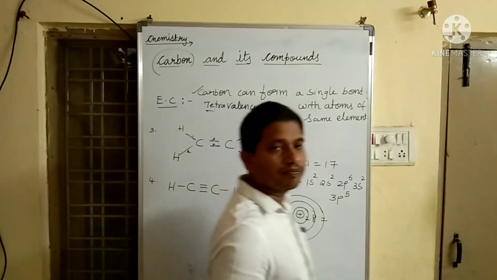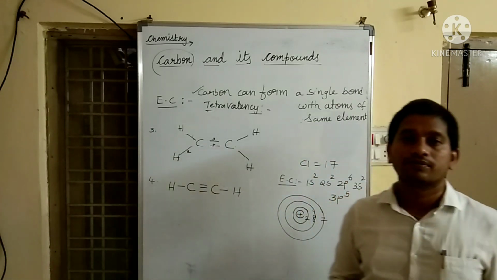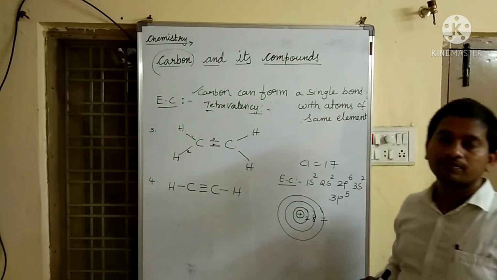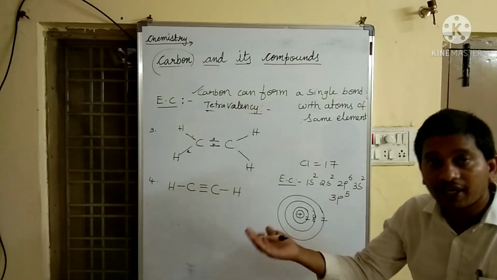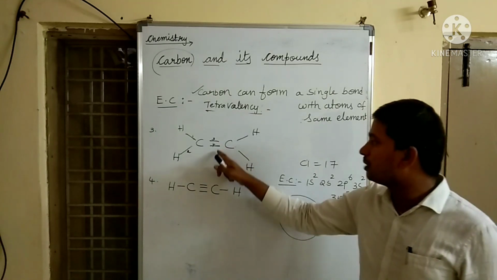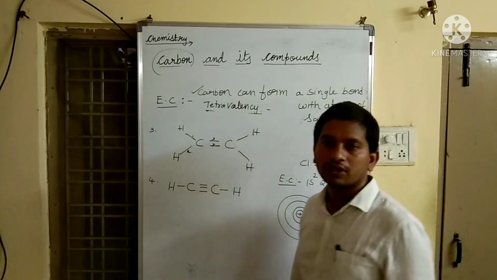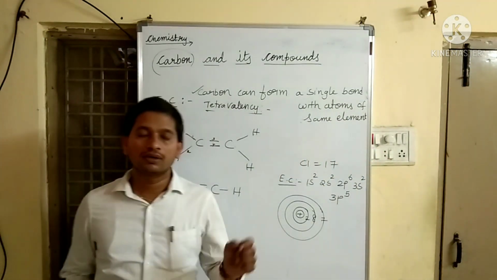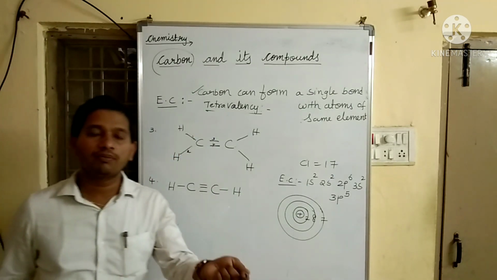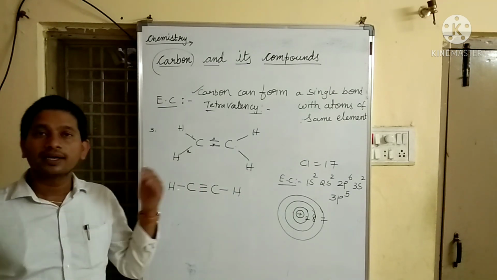Yes, it can form 4 single bonds with the atoms of the same element. Carbon can form a single bond with the atoms of the same element, and with the atoms of different elements. It can form 1 double bond and 2 single bonds, and 1 triple bond and 1 single bond. This is the bond formation of carbon. How it will form bonds with the atoms of the same or different elements, or how it will form double and triple bonds, we will be discussing in the next video.